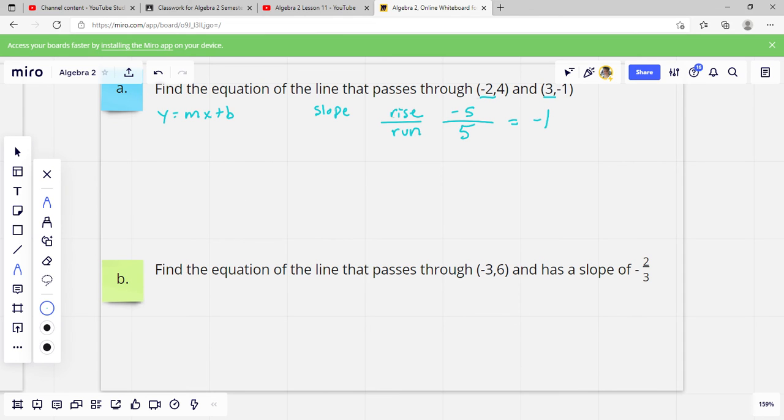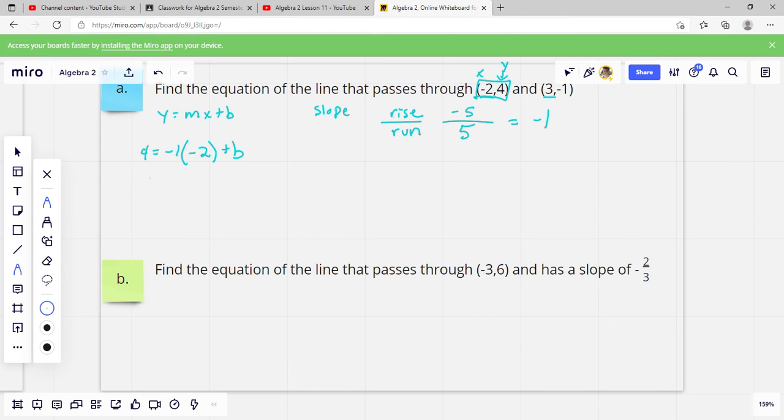So now we'll just fill this in using these 2 points. I'll use these first ones. You could use either set of points. My y would be 4. So my 4 right here, right? That's y. My x is going to be negative 2. Equals m is my slope, which is negative 1. X is negative 2 plus b.